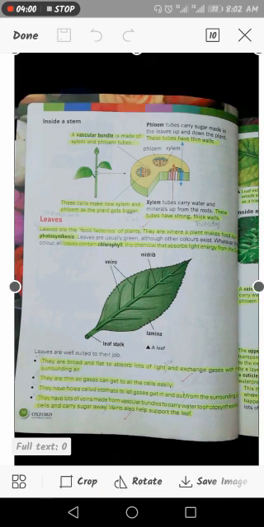Now move to the next section that we have learned today, that is leaves.